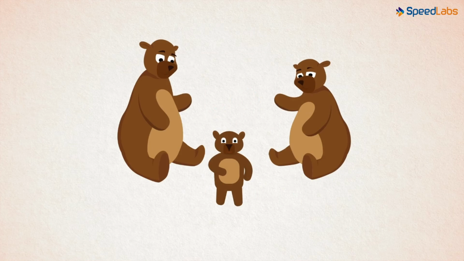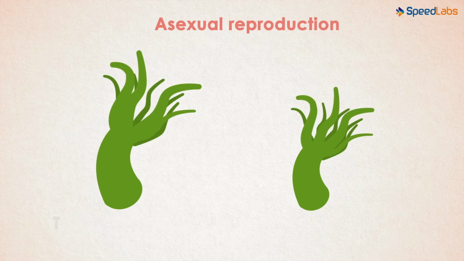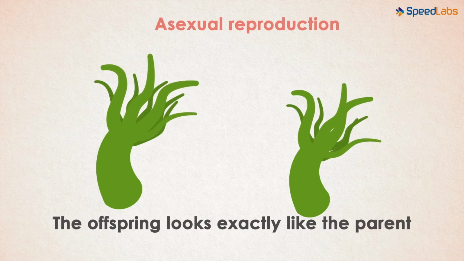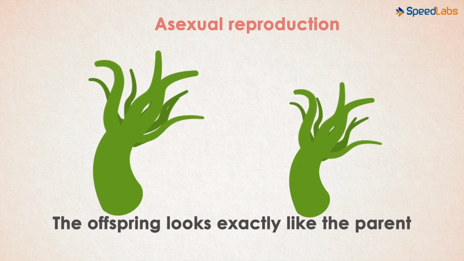However, a closer look would make you realize that the baby shares a few distinct characteristics with the mother while a few with the father. This usually happens in sexual reproduction when there are 2 parents involved in reproduction. In asexual reproduction, the offspring looks exactly like the parent. A baby hydra looks exactly like the parent hydra.